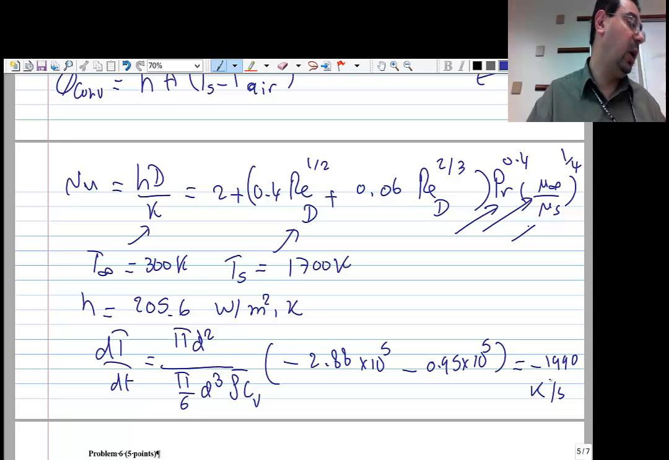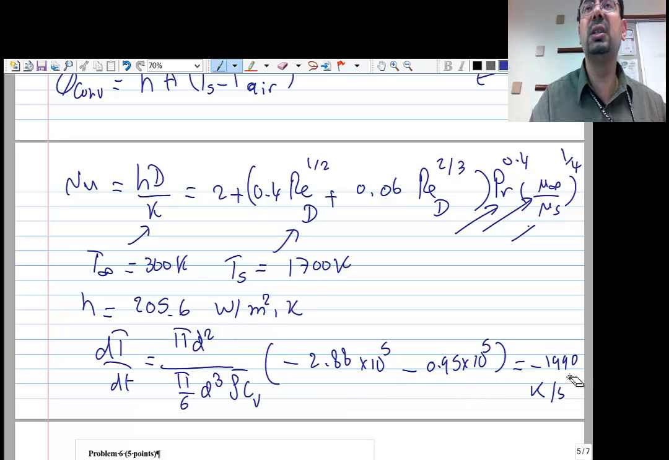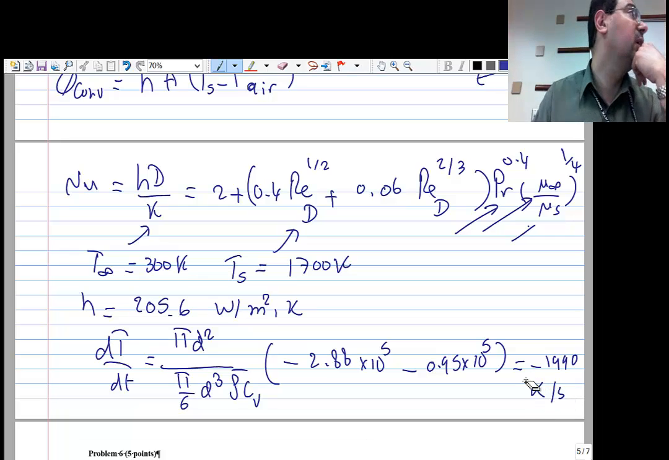In the solution I also have another method, using another formula for forced convection over a sphere. Another formula will produce a different H. Rather than about 200 watts per meter squared Kelvin, in the second equation it's 383. That makes the cooling even quicker because of the higher H. Rather than almost 2000 Kelvin per second, it's actually 3000 Kelvin per second.